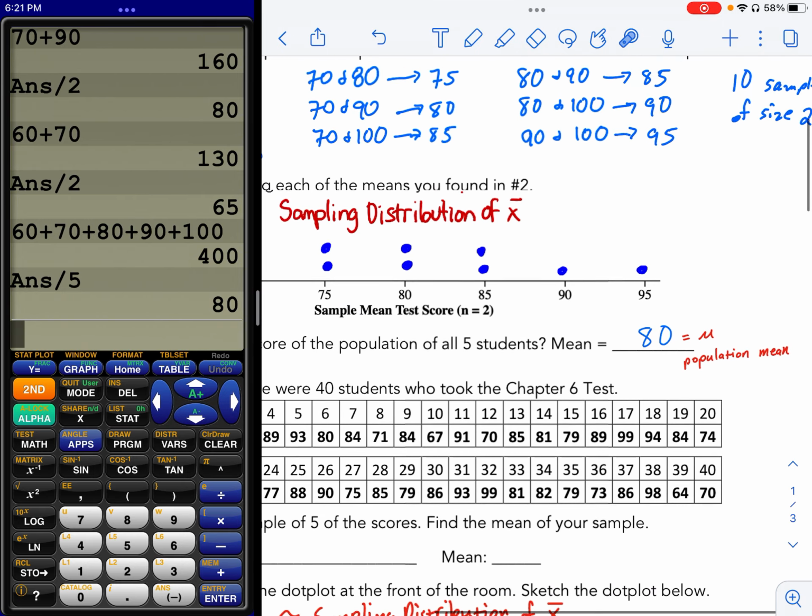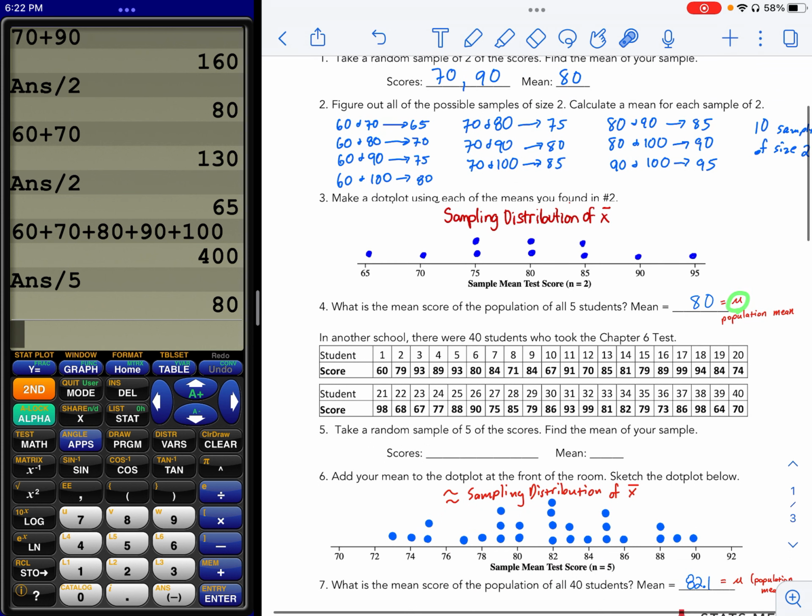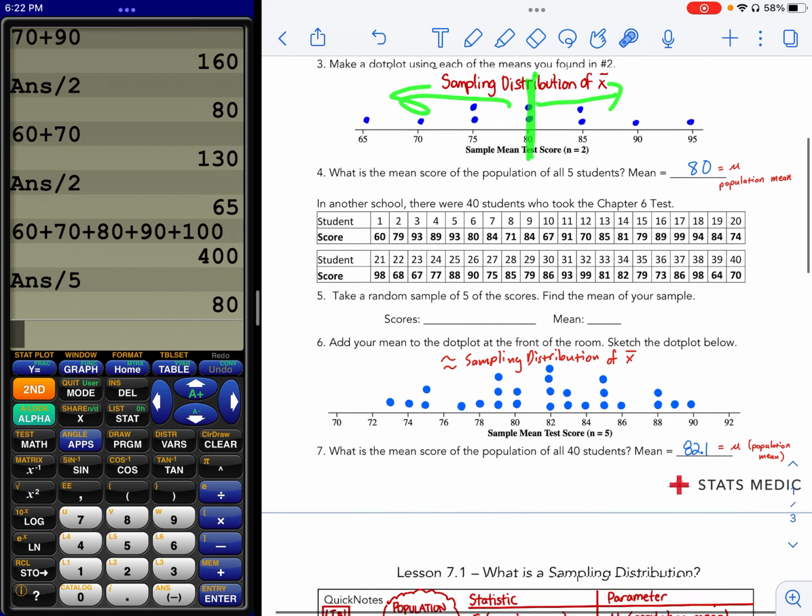It is mu, which is the population mean. Okay, which makes sense, right? They all center here at 80. There's symmetry either way, but 80 is the center.